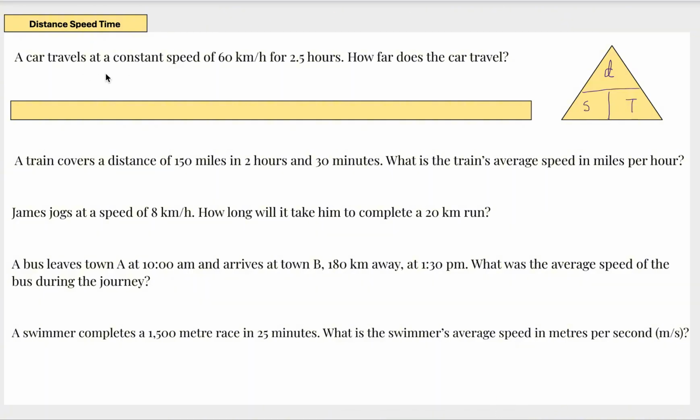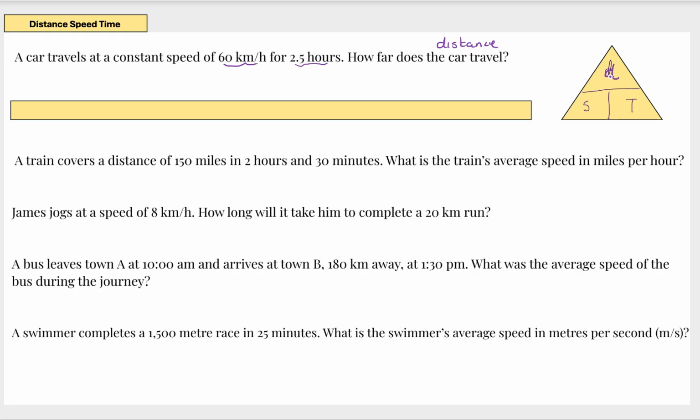So a car travels at a constant speed of 60 kilometers an hour for 2.5 hours. How far does the car travel? So it's asking us for the distance. We need to find the distance. This is distance. How far does it travel? Now, this is my very poor attempt of my triangle.